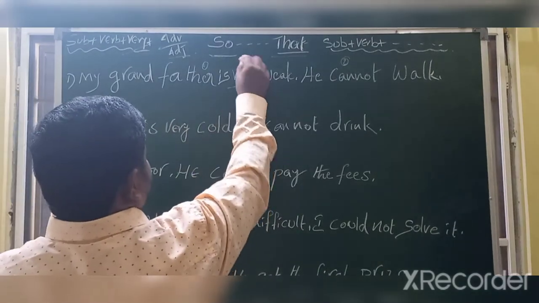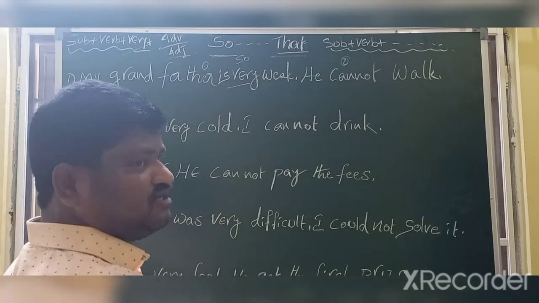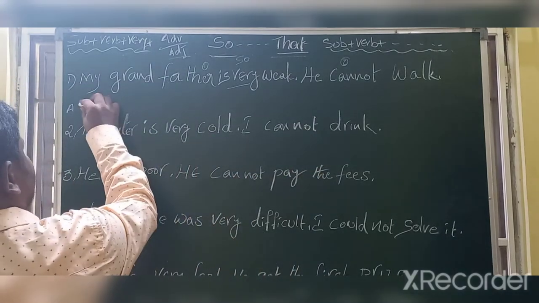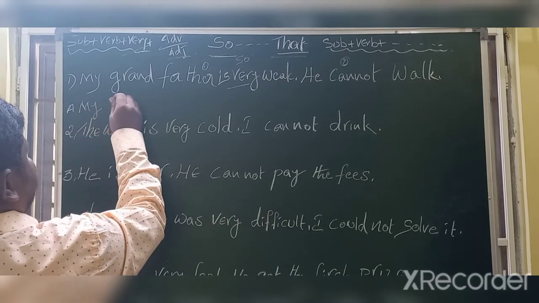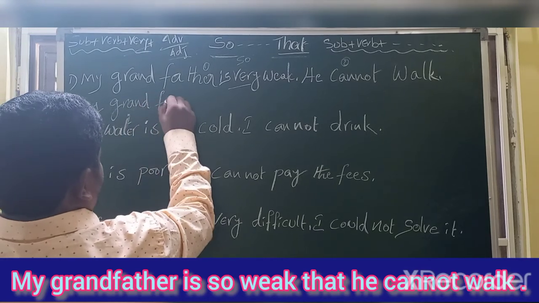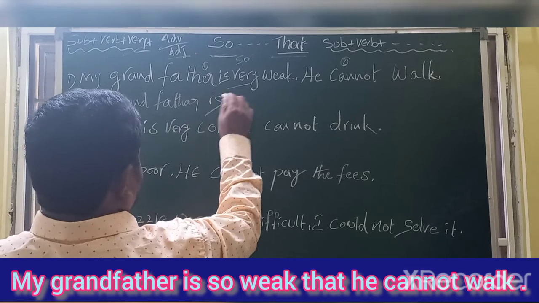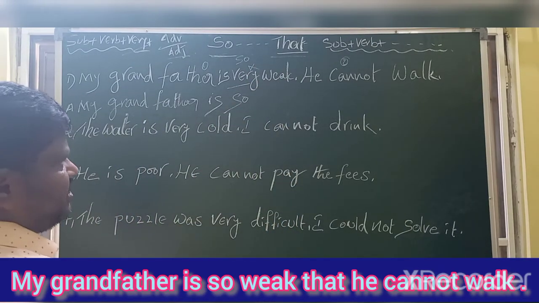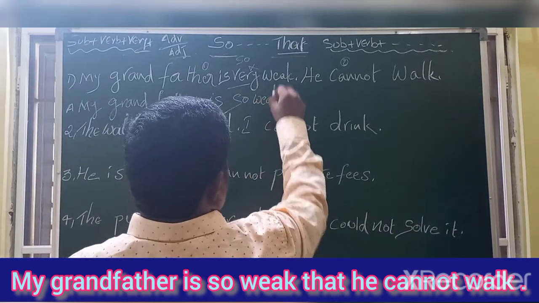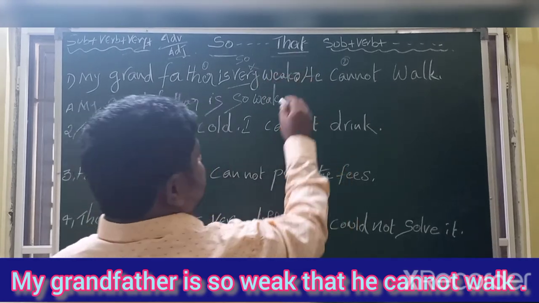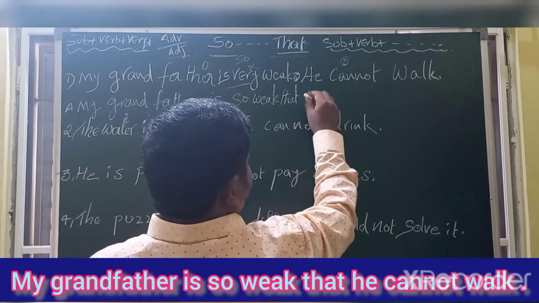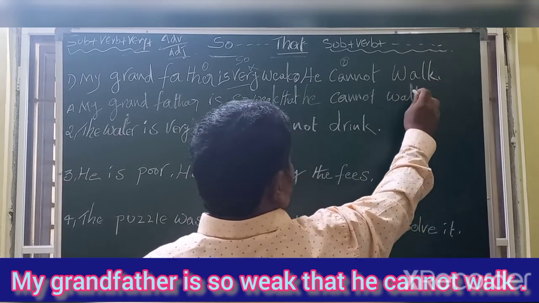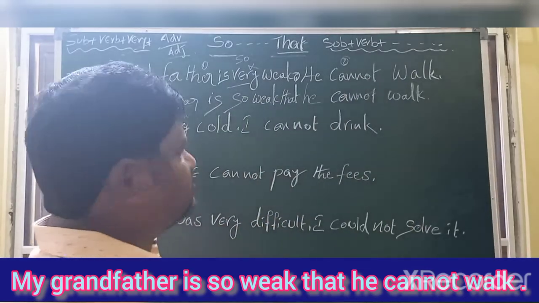Here, in the very place, we add so, and in the full stop place we make the change. My grandfather is, remove the very, and instead of the very we write so weak, the remaining words as they are. Remove the full stop, and in the full stop place add that, the remaining as it is: that he cannot walk. That's why I told you this is cause and effect in the so that topic, friends.